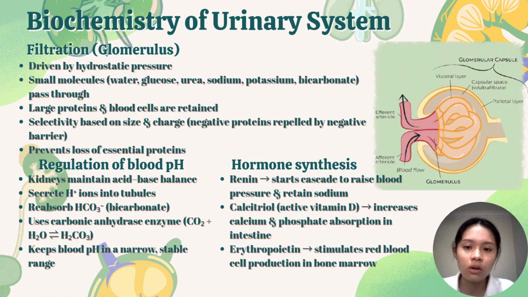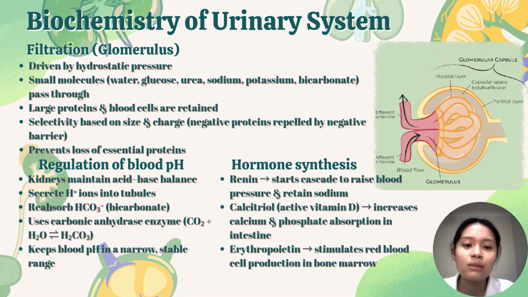Now, I'm going to talk about the biochemistry of the urinary system, and I'm going to begin with the filtration, which occurs in the glomerulus. It is a specialized capillary network housed within the glomerular capsule. Filtration is driven by hydrostatic pressure, allowing small molecules like water, glucose, urea, sodium, potassium, and bicarbonate to pass through into the capsular space. Larger molecules like proteins and blood cells are retained.